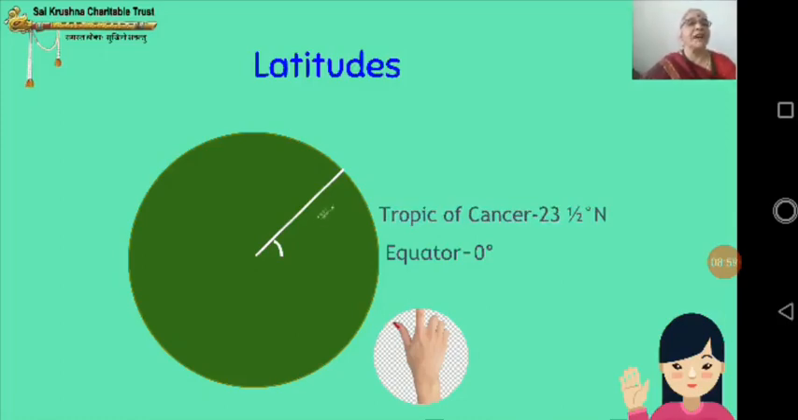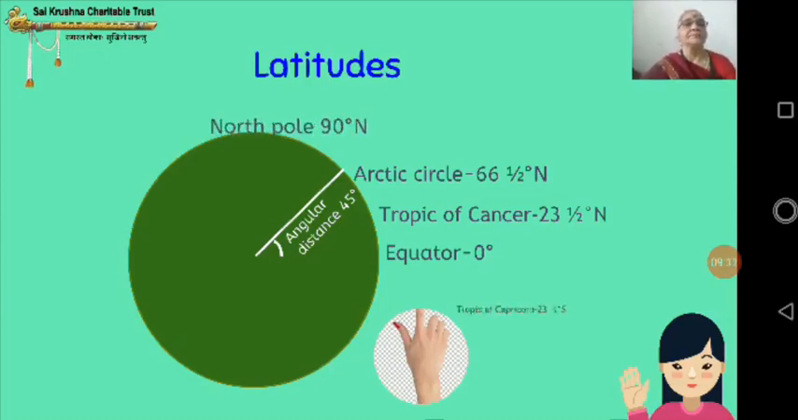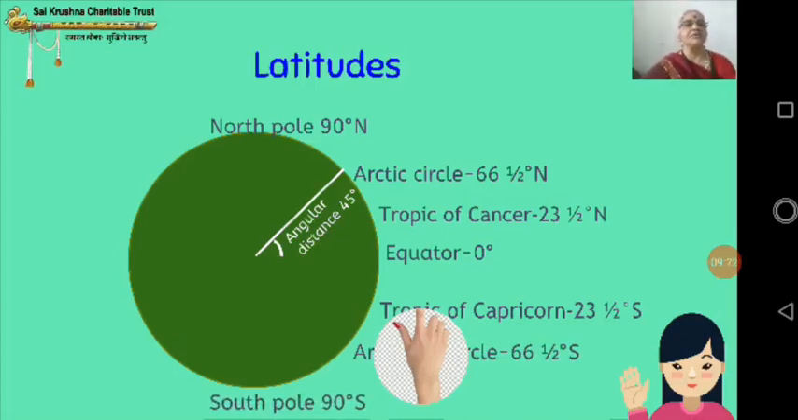You will see all the important lines as they arise. You have the Tropic of Cancer, 23.5 degrees north. Then you have the Arctic Circle, 66.5 degrees north. The North Pole, 90 degrees north. Then you have the Tropic of Capricorn, 23.5 degrees south. The Antarctic Circle, 66.5 degrees south. And then you have the South Pole, 90 degrees south.